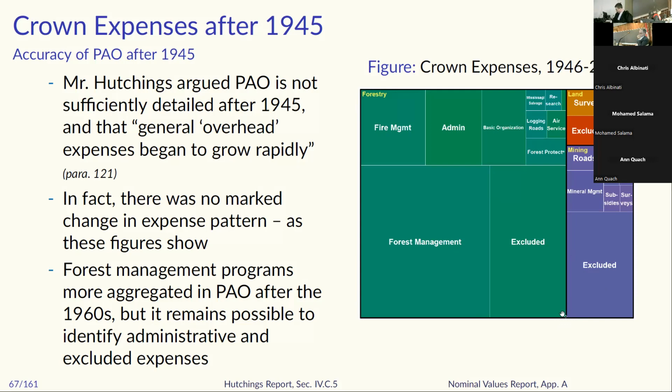How can we tell from these two figures on slide 66 and slide 67 that there was no marked change in expense patterns? I draw that inference because the block labeled admin, meaning administrative, main office, or overhead spending, doesn't get much larger in the second figure than the first figure. And so that allows me to be of the opinion that overhead didn't go up in any marked way, about the same percentage of the total.